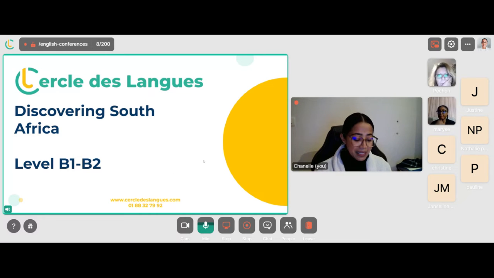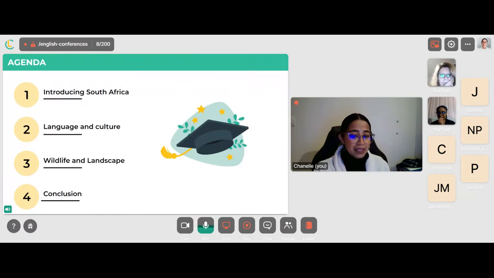Okay, so discovering South Africa, level B1 to B2. In today's conference, we have 4 parts. We are going to have a small introduction on South Africa, a little bit of its history. We are then going to talk about language and culture. We are then going to speak about wildlife and the landscape. As you know, South Africa is a big tourist destination, so we are going to talk about what makes it attractive to the world. And the 4th part of today's conference will be the conclusion.